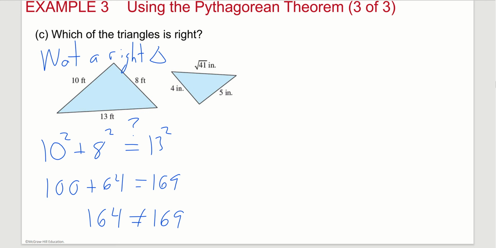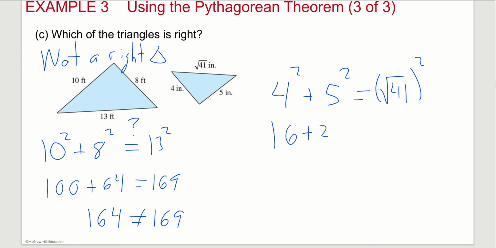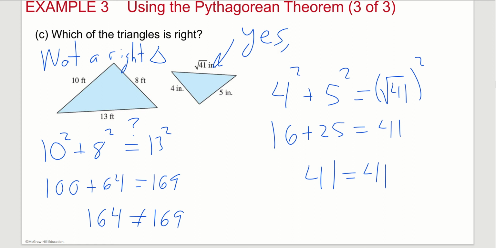Let's take a look at the next one. If I do 4 squared plus 5 squared, we want to check, does this equal the square of the square root of 41? Well, this is going to be 16 plus 25. The square root of 41 squared is 41. And we get 41 does equal 41. So this triangle does satisfy the Pythagorean theorem.